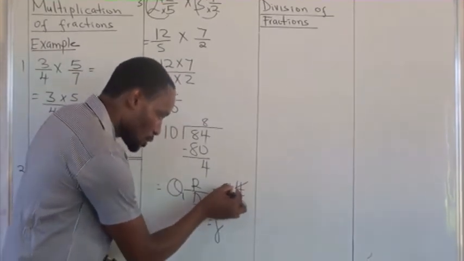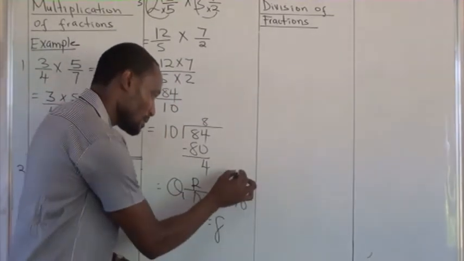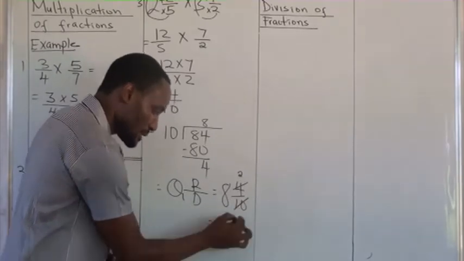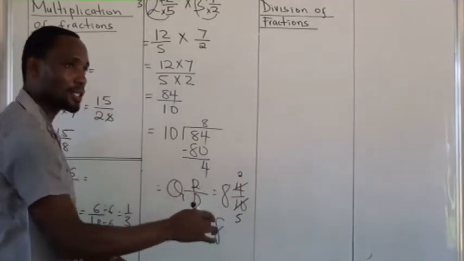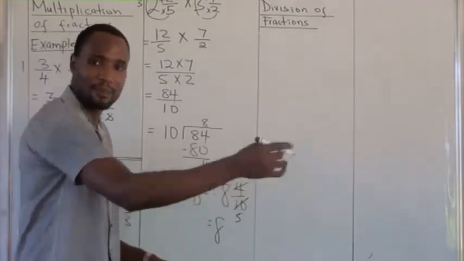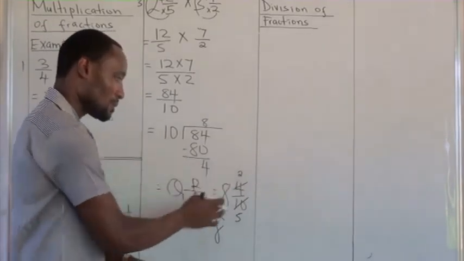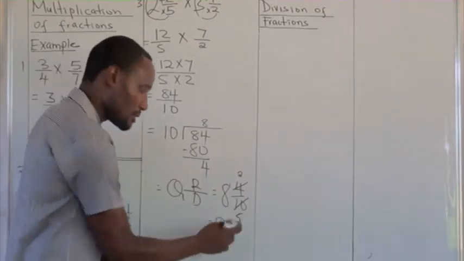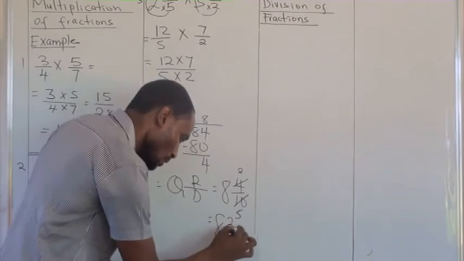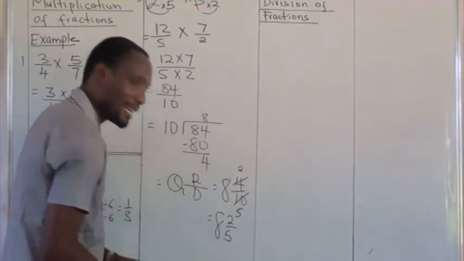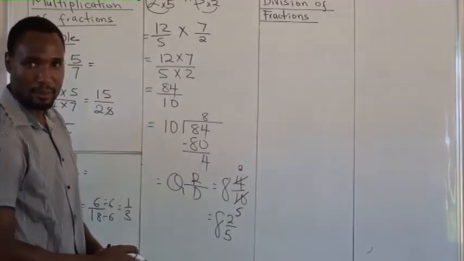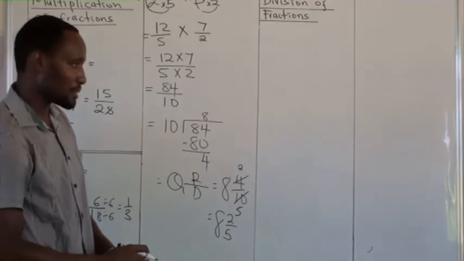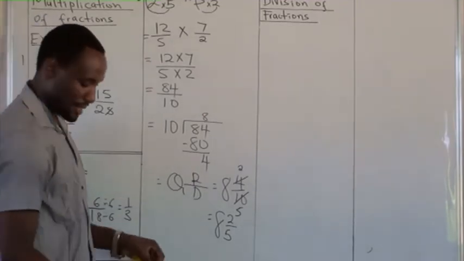8, 2 goes into 4, 2. 2 goes into 10, 5. Going into simply means dividing by 2. So 4 divided by 2 is 2. 10 divided by 2 is 5. So you have 2 over 5. That is the answer. And you have understood. If not, listen. Right? Good.